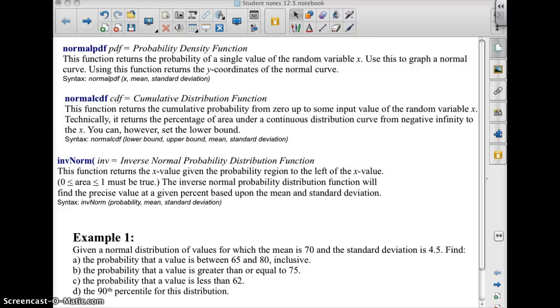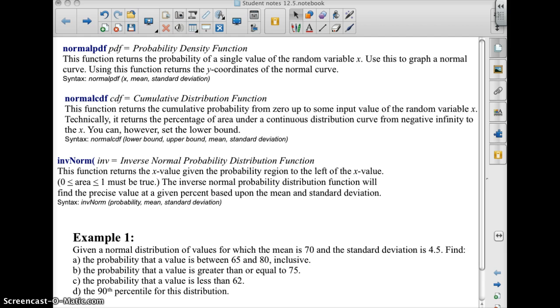Okay, today we're talking about how to use the calculator to answer questions about probability and the normal distribution. Okay, normal PDF. That's the probability density function. This is the probability of a single value of a random variable x. We don't use this one very often.